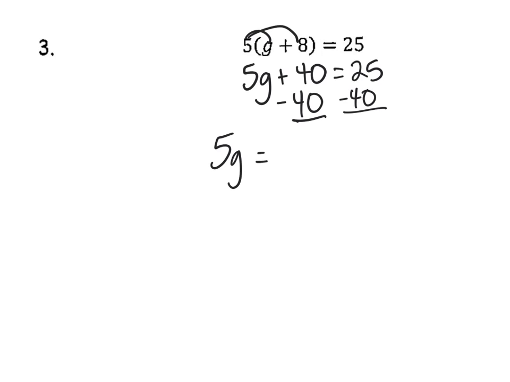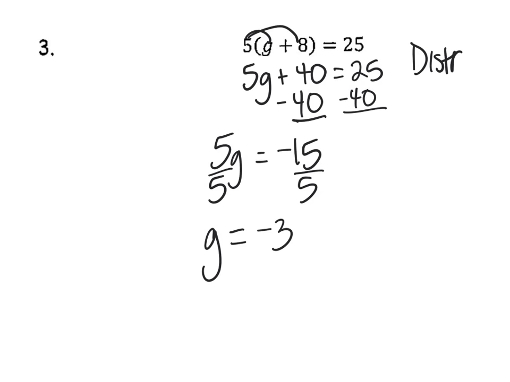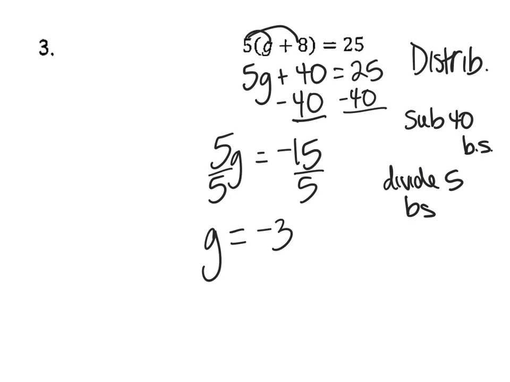25 take away 40, -15. And nice, it'll divide out evenly. So divide by 5 both sides. -15 divided by 5 is -3. So I distributed first. Then I subtracted 40 from both sides, right? And then I divided by 5 both sides. Cool.